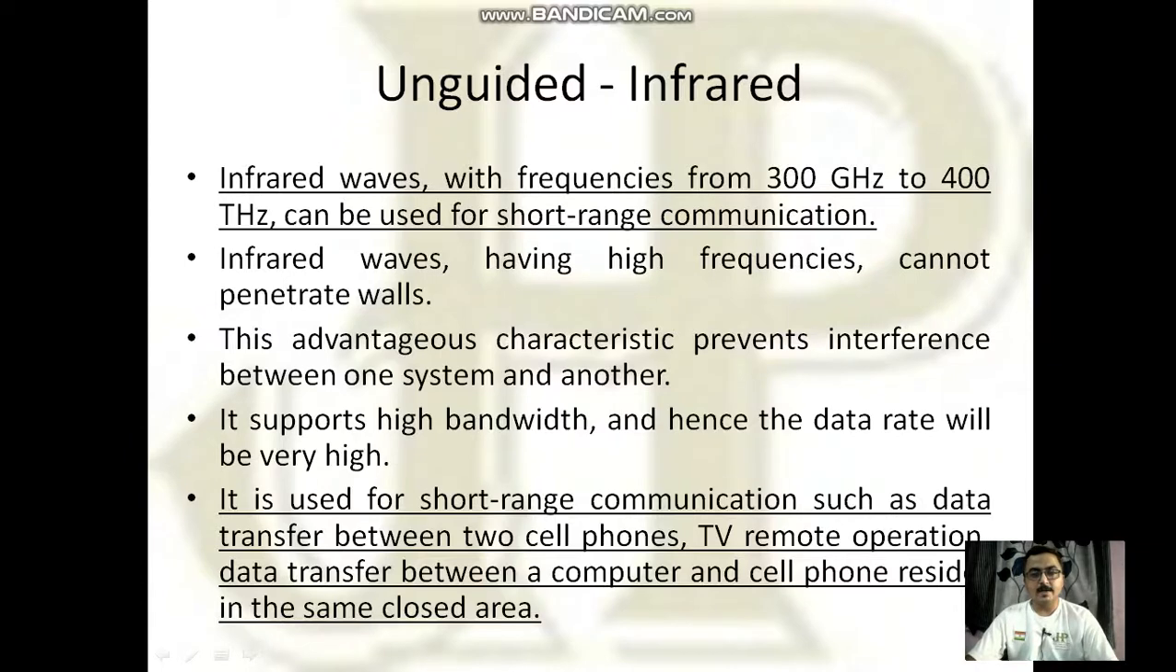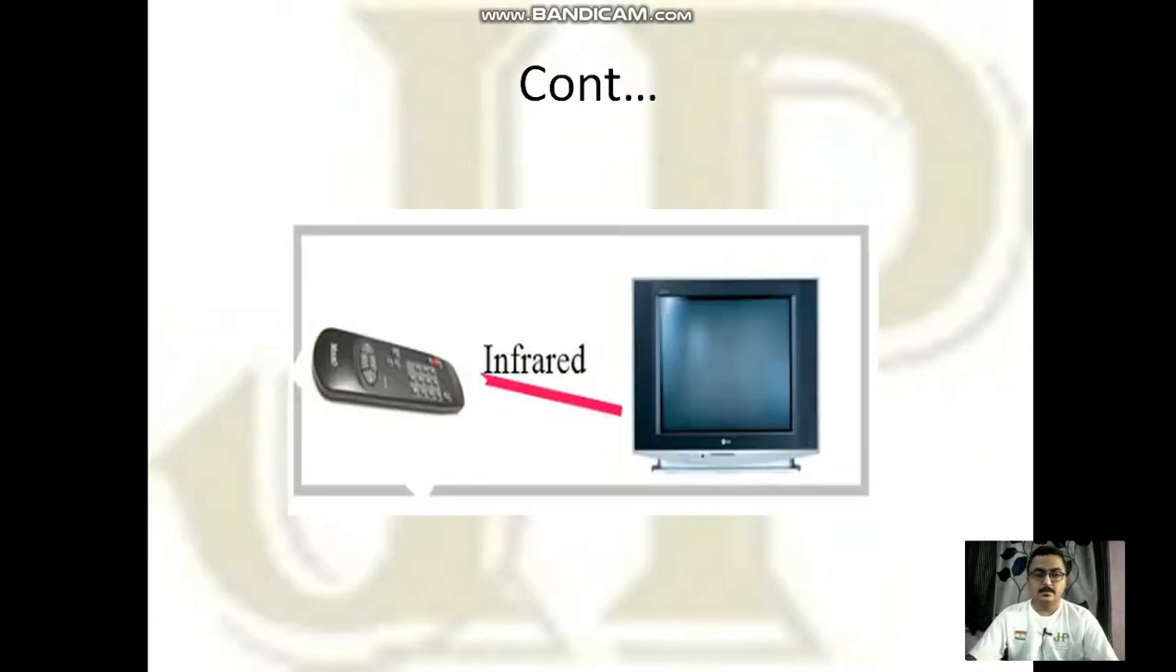And the last one is infrared. Infrared waves have frequencies from 300 GHz to 400 terahertz, but are used for shorter range. Why is it so? Because it cannot penetrate walls. The examples are transferring data between two cell phones, TV remote operation, etc. Clear? This is the example, remote and the TV.